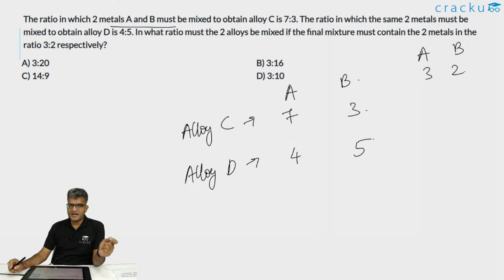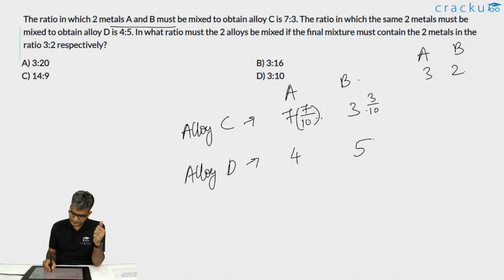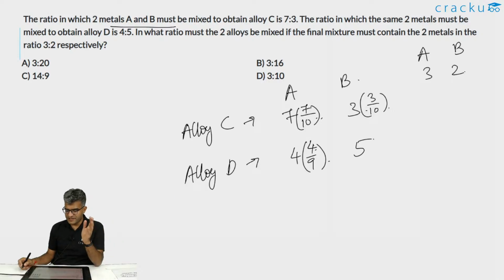So if you're looking at alloy C, what is the fraction of metal A? That will be 7 divided by 7 plus 3, which is 7/10. What is the fraction of metal B? That will be 3 divided by 7 plus 3, which is 3/10. In alloy D, what is the fraction of metal A? That is 4 divided by 4 plus 5, which is 4/9. What is the fraction of metal B? That is 5 divided by 4 plus 5, which is 5/9.